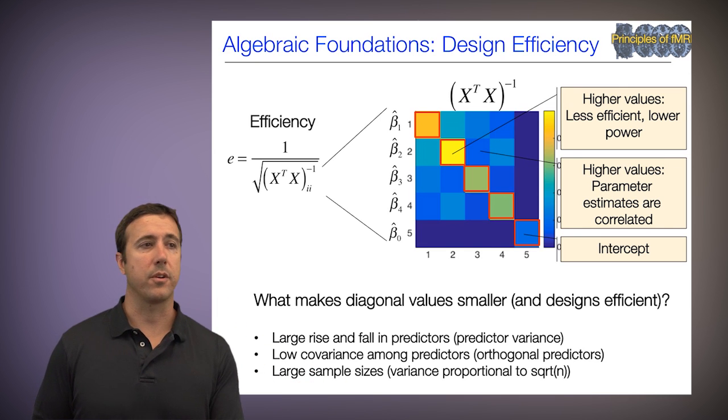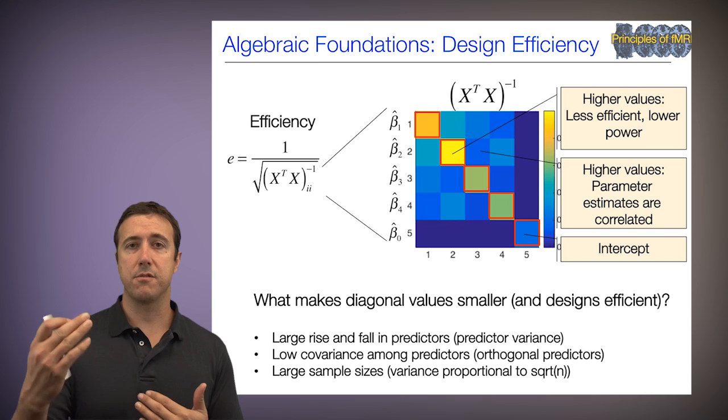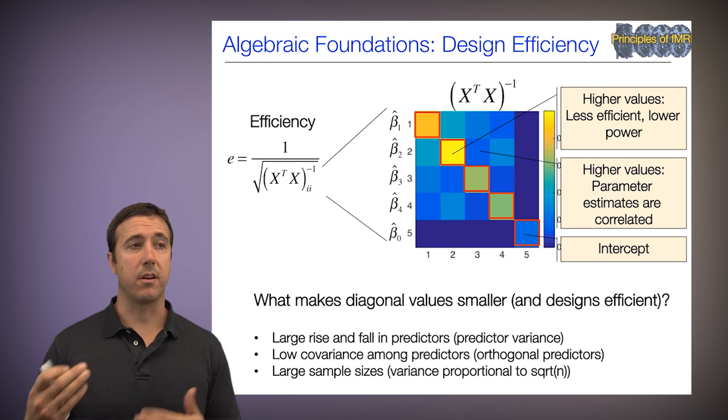Well, there are 3 factors we'll cover here. One is a large rise and fall in the predictors themselves. That's predictor variance.